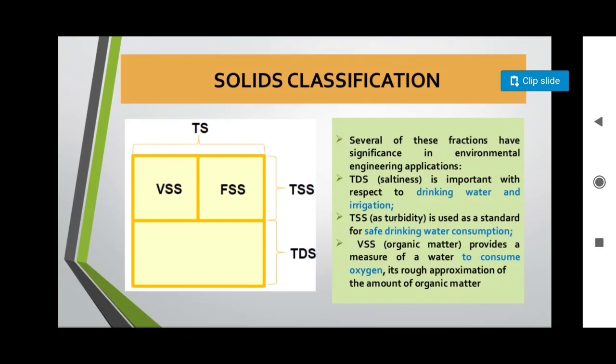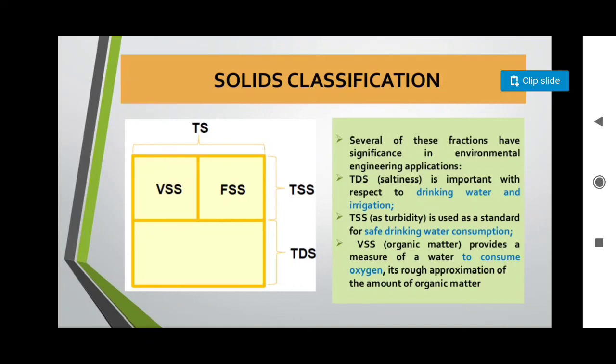Several of these fractions have significance in environmental engineering. TDS is important with respect to drinking water and irrigation purposes. TSS, total suspended solid, basically adds to the turbidity of water, right? So this is used as a standard for safe drinking water consumption. In the last lecture I told you that the total amount of turbidity should not be more than 10 NTU. So between 5 to 10 NTU, if there is turbidity, then the water is acceptable for drinking purposes also, right?